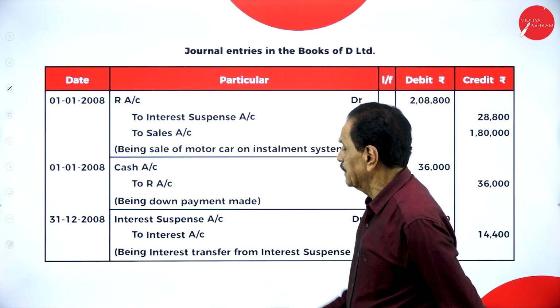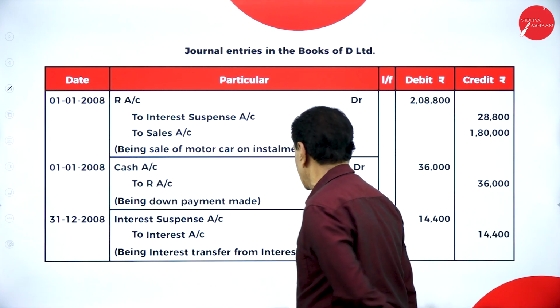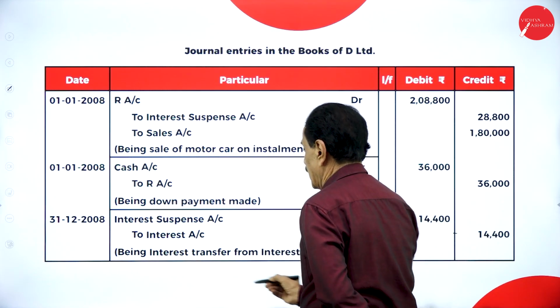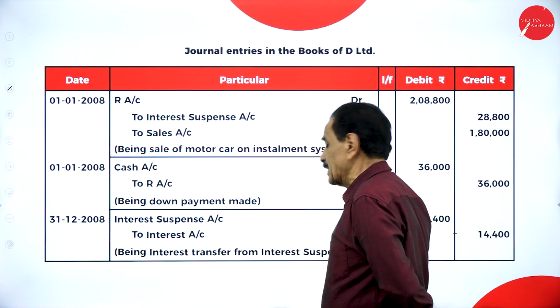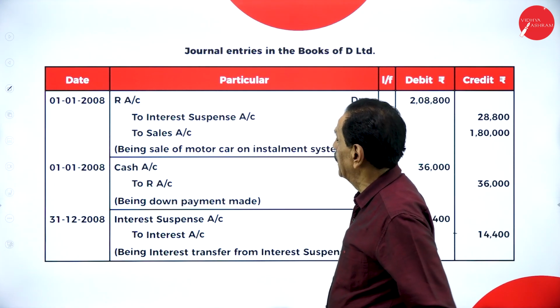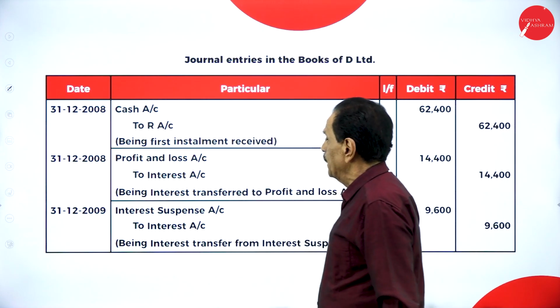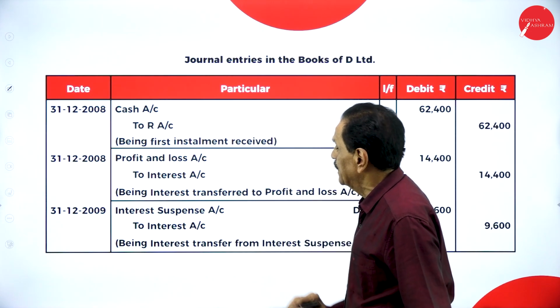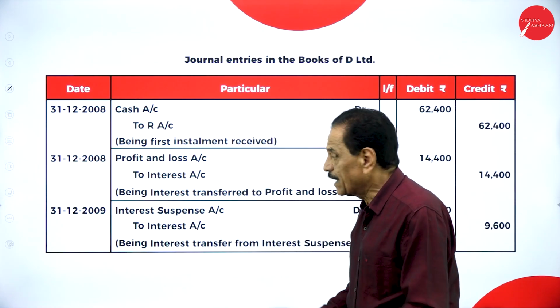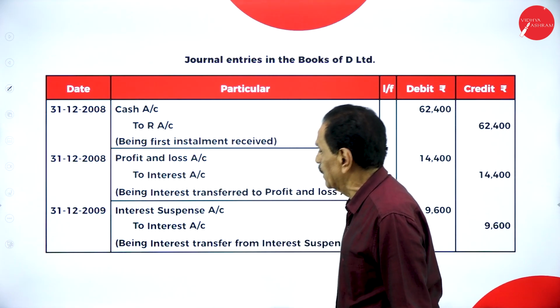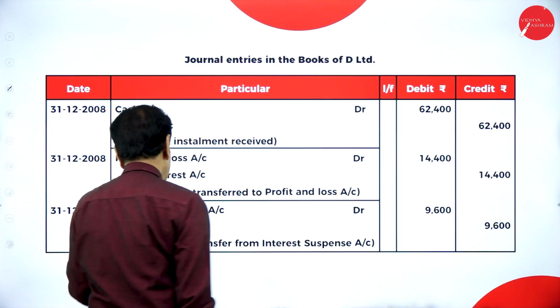Then on 31st December, interest suspense account debtor to interest account. This is the interest transferred from interest suspense account. First installment: cash account debtor to purchaser account, being first installment received. Then interest transferred to P&L account, profit and loss account debtor to interest account. This goes to first year.